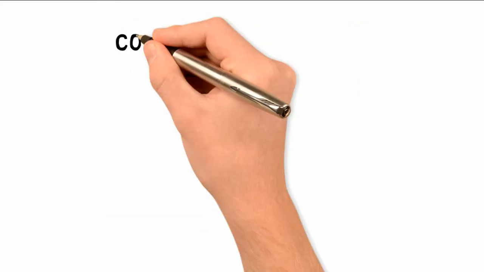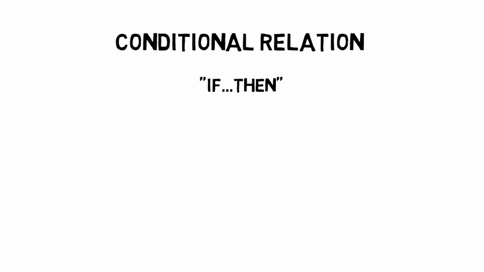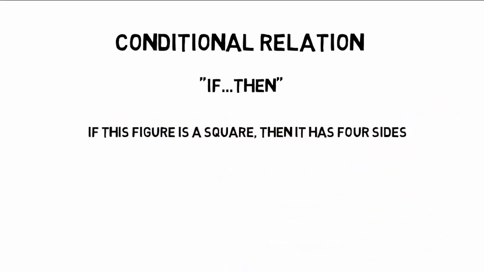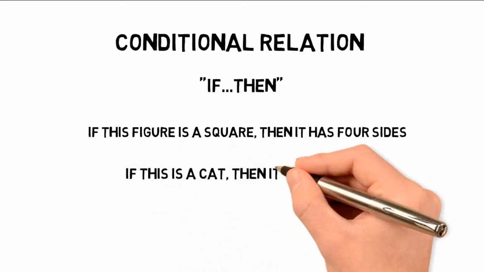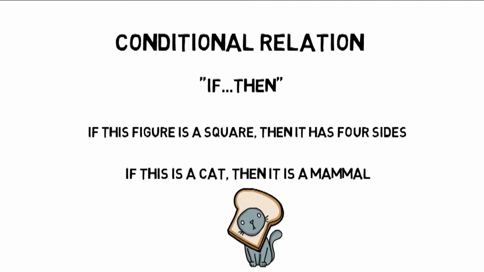In this first video of the series, we're going to talk about the conditional and the contrapositive, and hopefully we're going to make this a little bit easier for you. A conditional relation is any statement that employs some version of if-then. So for instance, I might have a statement like, if this figure is a square, then it has four sides. Or, if this is a cat, then it is a mammal. In both of those cases, we're connecting two things together. If the figure is a square, then on the basis of that, it has to have this outcome, that it has four sides. If it's a cat, it has to have this outcome, that it's a mammal.